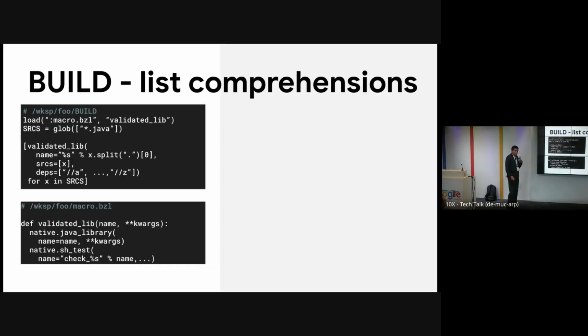Third thing, avoid list comprehensions. So here's an example of a list comprehension, right? You're trying to be helpful. You're saying that, okay, I have a bunch of sources. For each source, create a library rule with that source and a bunch of dependencies. The problem now is that the sources are different. They have different imports. So shouldn't they have different dependencies? Why are you forcing them to have the same dependencies?